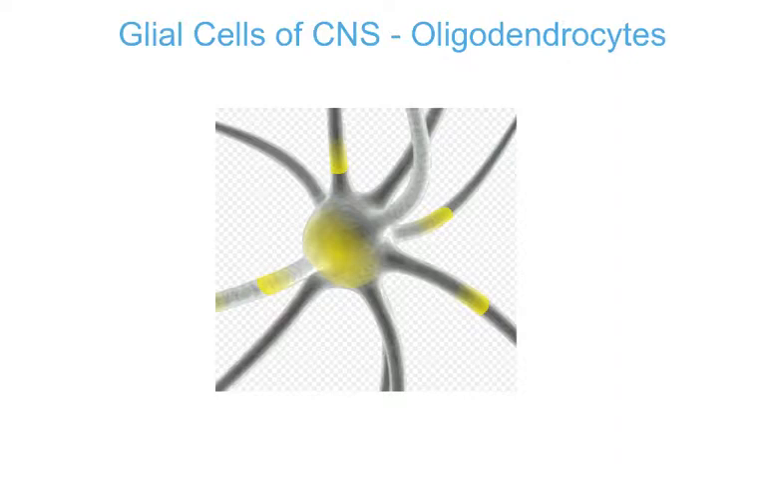Alright guys, welcome back to Underground Science, and in this video we'll be looking at one of the glial cells of the central nervous system, and they're going to be called oligodendrocytes. Alright, so let's go and get started.